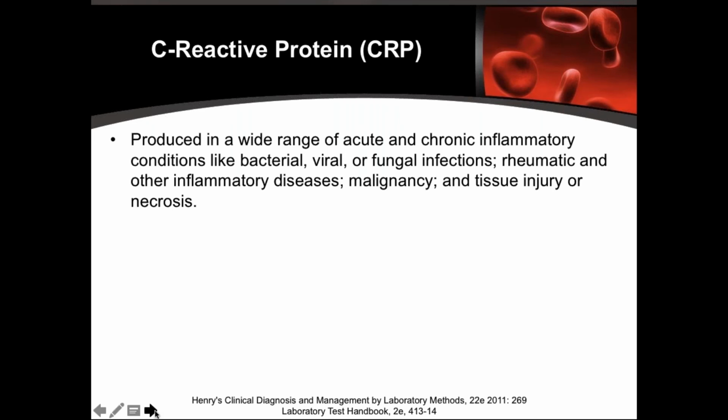So CRP is produced in a wide range of acute and chronic inflammatory conditions like bacterial, viral, fungal infections. We've talked about those. But additionally, rheumatic and other inflammatory diseases, malignancy, tissue injury, or necrosis. And sometimes we kind of limit its power to talking about tissue injury, necrosis, and maybe even malignancy. If you can find increased CRP and increased calcium in the same patient, you really want to start generating a differential diagnosis list that includes malignancy on there.